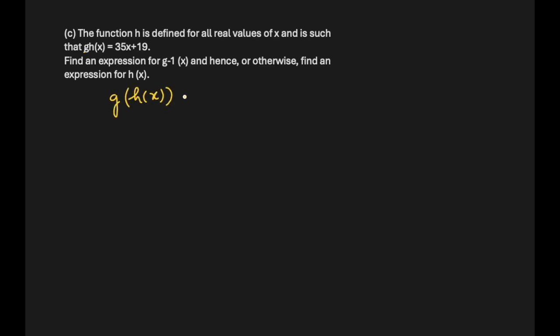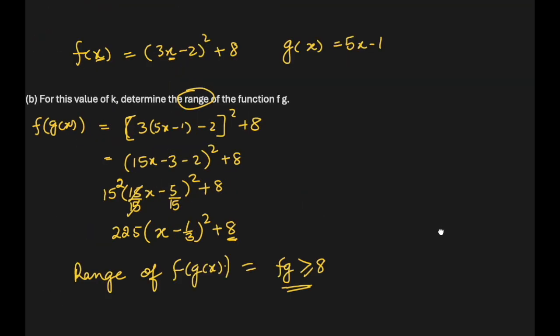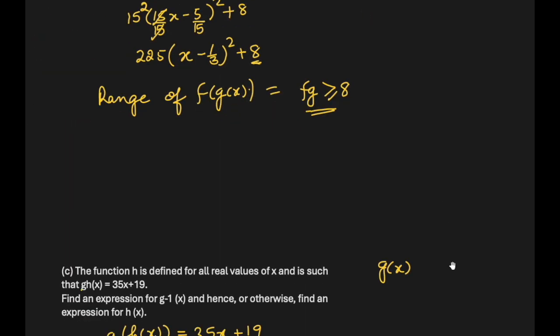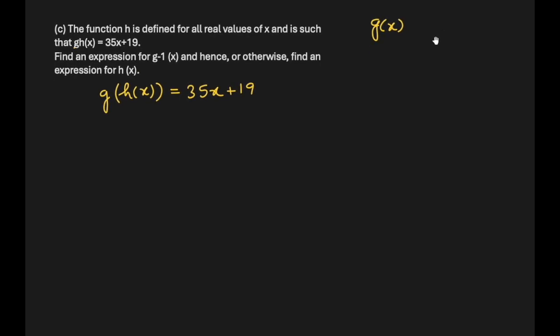g(h(x)) is equal to 35x plus 19. Find an expression for g inverse x and hence or otherwise find an expression for h(x). So let's find g. What was g(x)? 5x minus 1. We want to find its inverse. Since it is linear, it will be easy to do that.